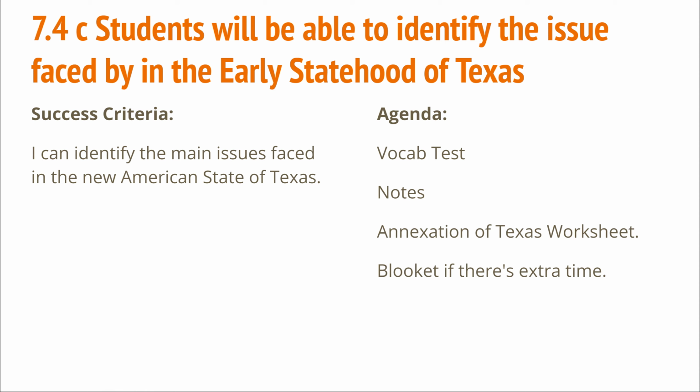But if those have been done, our agenda for today is to do the do now with the vocab test. Then we're going to take these notes. After that, there will be a worksheet you do for the annexation of Texas. And then if there's still extra time, you can play the Blooket in Classroom. It's just a review of the presidents of Texas.